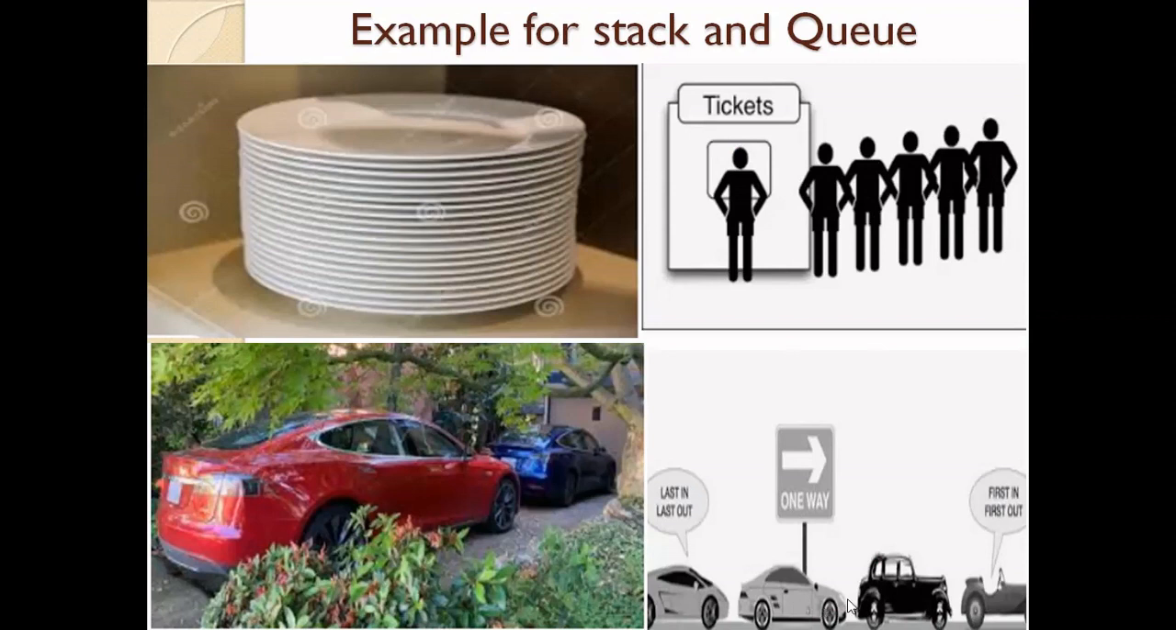Or otherwise, if you take one-way car parking, there are 4 cars available: 1, 2, 3, 4. On the right side there is a door that is open. When the first car moves in this road, the first car will come out. That is called first in, first out. The last car to enter the road will come out last. So this is the difference between stack and queue.